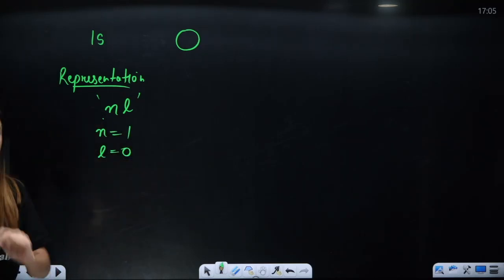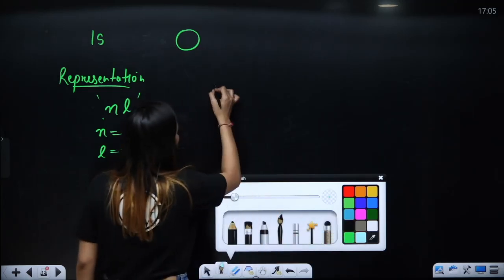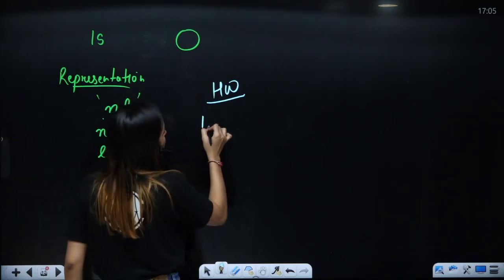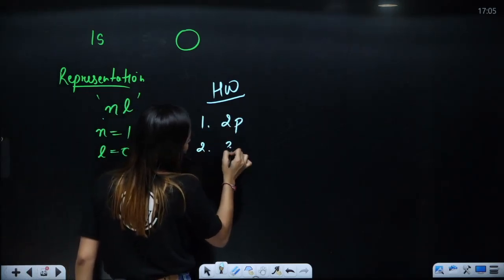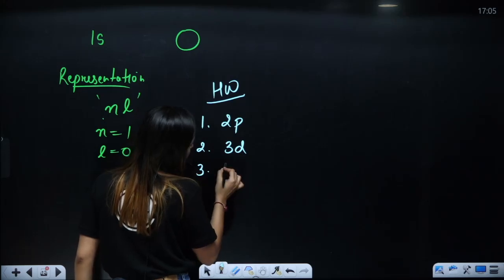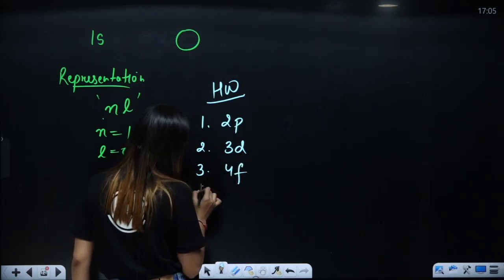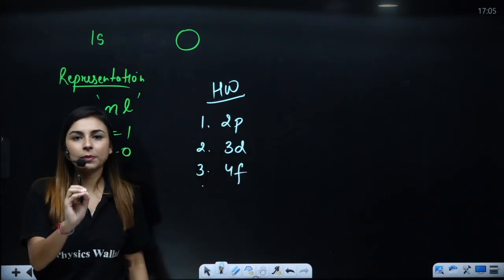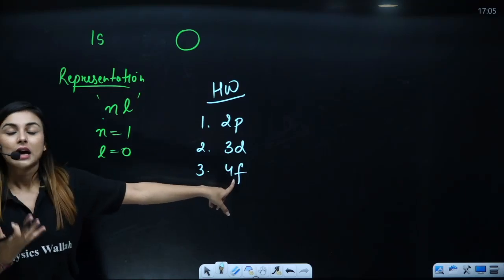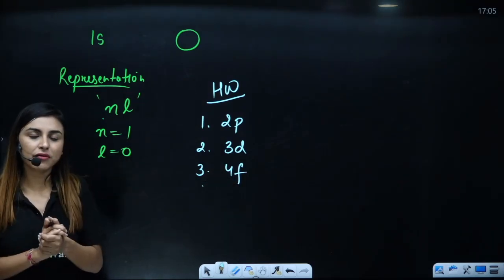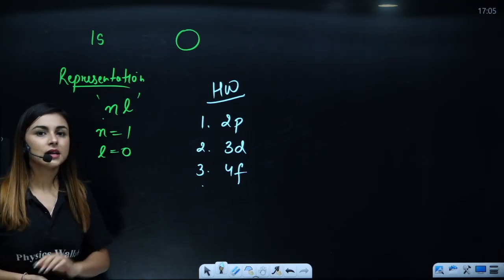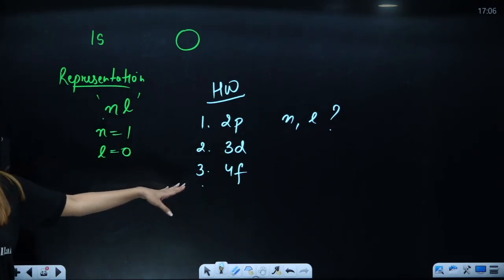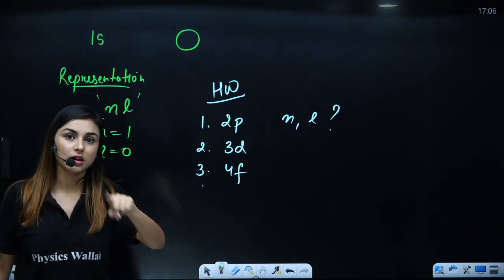Now, you have a few questions for your homework. You have to give me the shell number and the subshell number for: one, 2p; second, 3d; third, 4f. F has a complex shape, so don't worry. If you are asked about the shape of the F orbital, you just write it as a complex shape. But you have to give me the values of n and l for these three. You have to comment in the comment section. I hope you will do your homework.